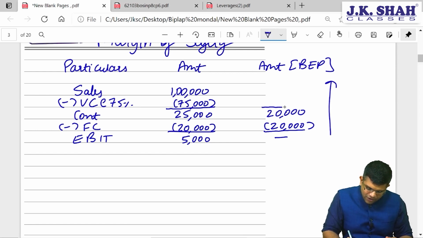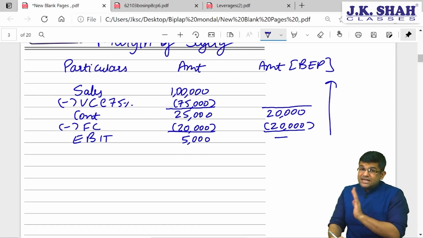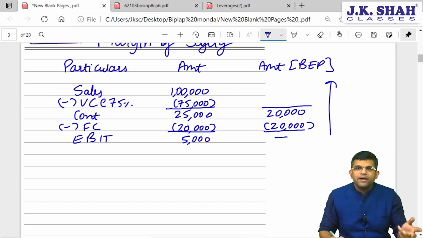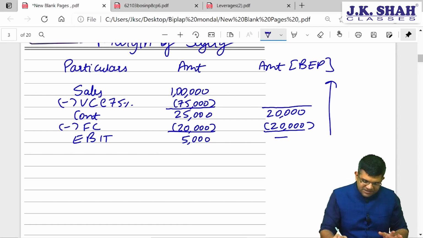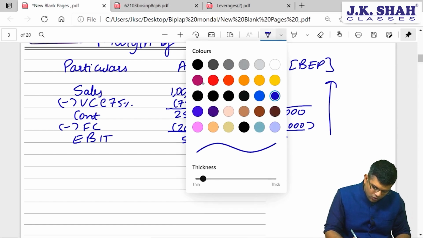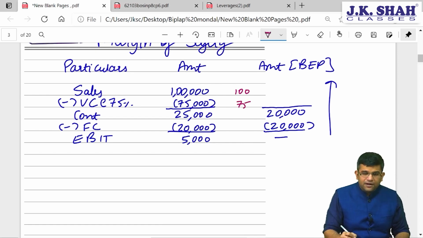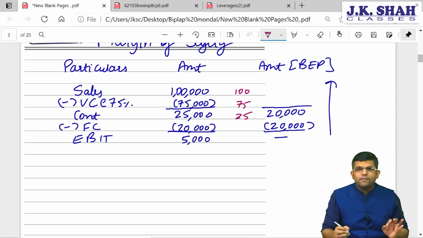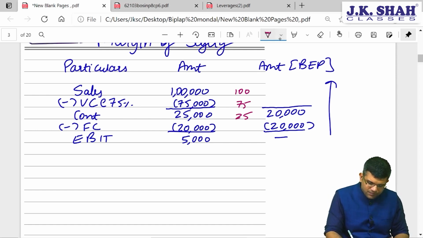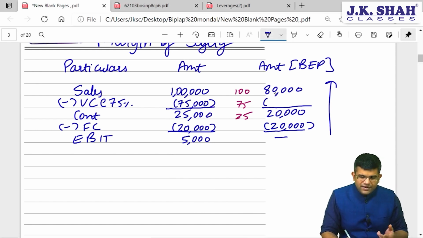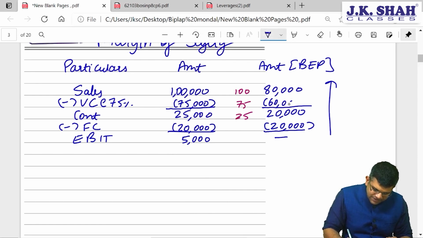So children, let me repeat again. For EBIT of zero, considering that fixed cost is 20,000, do you realize contribution has to again be 20,000? Now how do I go upstairs? We know that if sales are rupees 100, variable cost will be 75 and therefore contribution will be 25. Everybody follow until here? If you do the cross multiplication, you will get the sales as rupees 80,000 and you will get the variable cost, 75% of 80,000, as rupees 60,000.